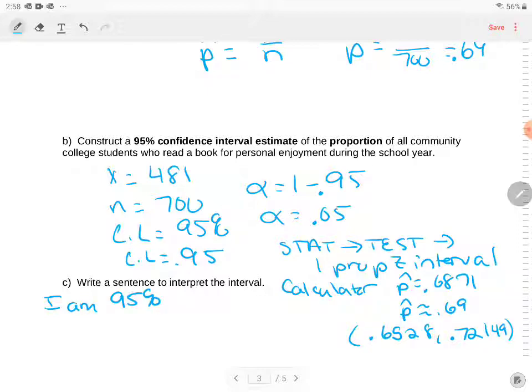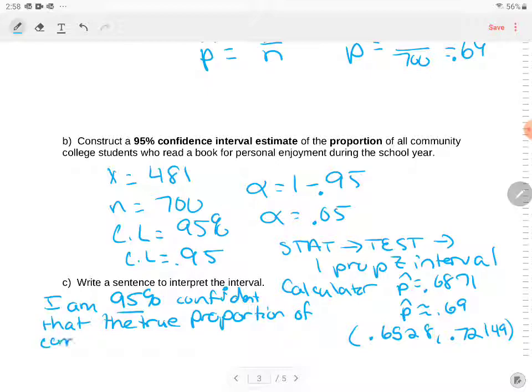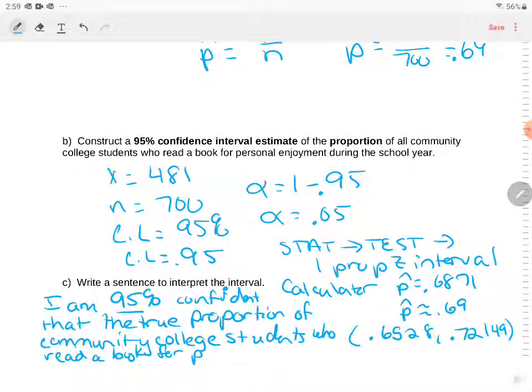So you're going to say, I am 95% confident. Here's the first blank we're going to fill in with 95, that the true proportion of, and we're going to say community college students who read a book for personal enjoyment.